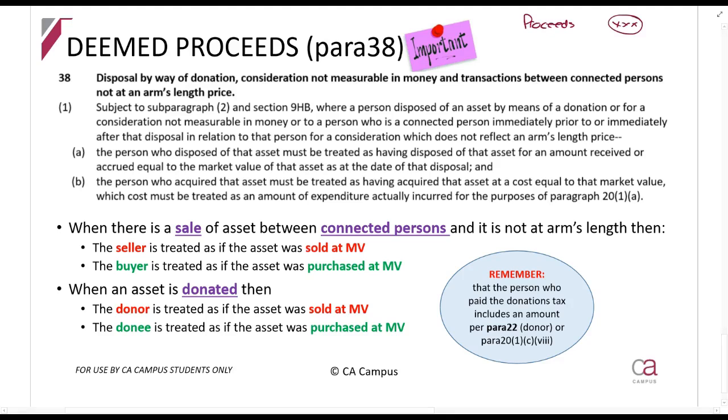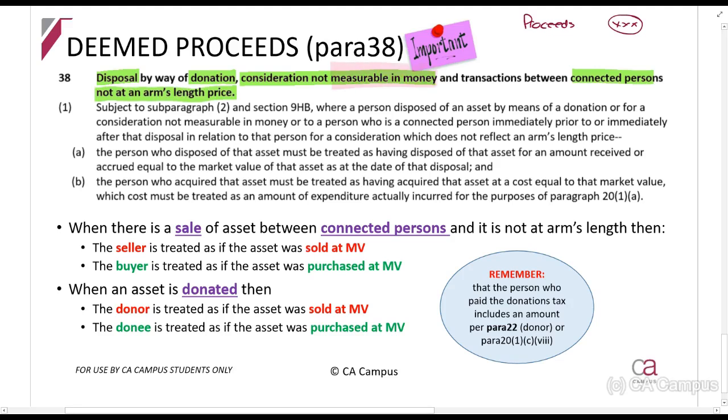So let me explain. Paragraph 38 applies for a disposal by way of a donation, or for consideration which is not measurable in money, or for connected person transactions which are not at arm's length. Those are the three situations. If you donate something to someone, if you give an asset to someone but you don't charge them something that you can measure in money.